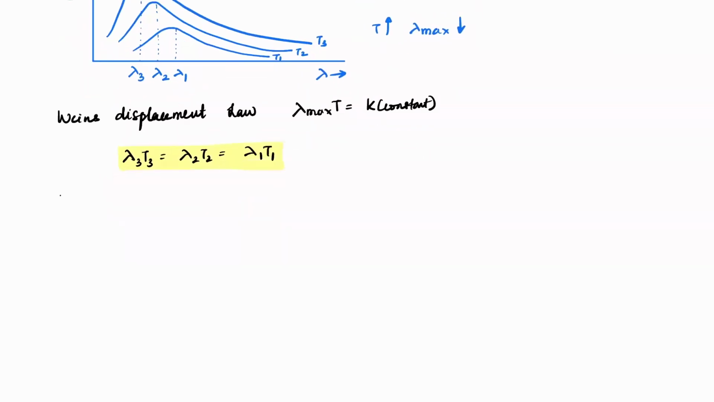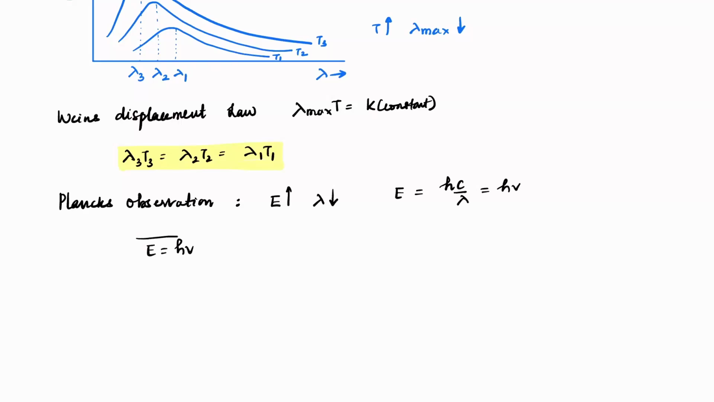Second thing, what Planck has observed. Planck's observation is that he assumed that energy, since it is increasing, the lambda value of a particular kind is decreasing. So he related these two terms and said that we can write this as hc by lambda, or simply h nu. So he called the energy which is absorbed in the form of small packets.